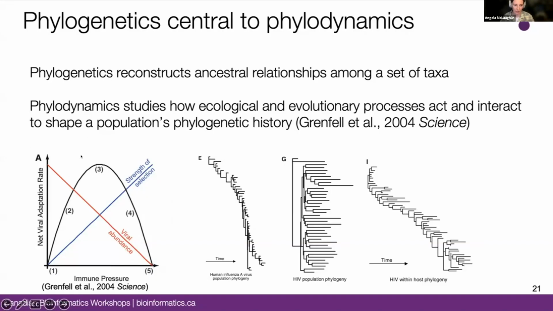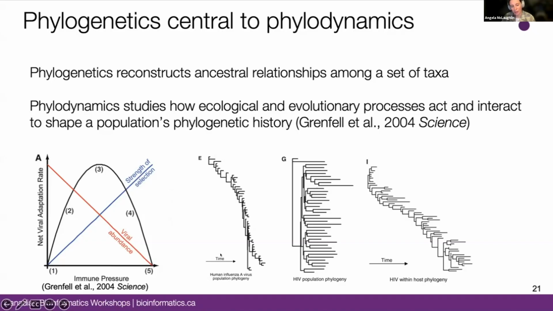So the black curve at the apex there shows that the maximum rate of adaptation occurs at intermediate levels of immune pressure, and that corresponds with intermediate strength of selection, not too much, where there's hardly any virus there, it can maintain a large population size, right? So the viral abundance as well is intermediate at the highest level of viral adaptation.